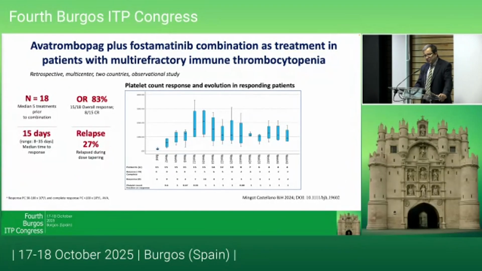We also have the combination of avatrombopag plus fostamatinib. This combination has been reported several times by our colleague in Spain, Eva Mingot. It is a treatment for patients with multi-refractory immune thrombocytopenia. They collected 18 patients with a median of 5 treatment lines, with a median time to response of 15 days, obtained an excellent response of 83%, and the relapse rate was only 27%. So avatrombopag plus fostamatinib is currently a good opportunity to treat refractory patients. We are trying to combine, for example in our center, eltrombopag with fostamatinib, and in my own experience this combination is quite similar in terms of efficacy.